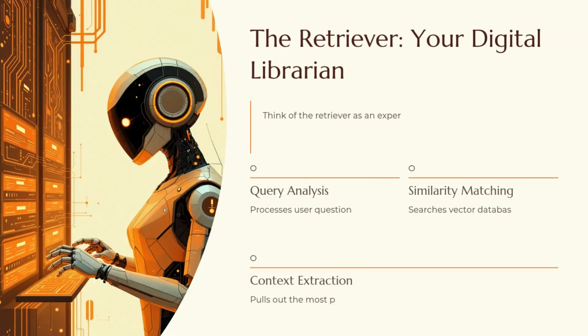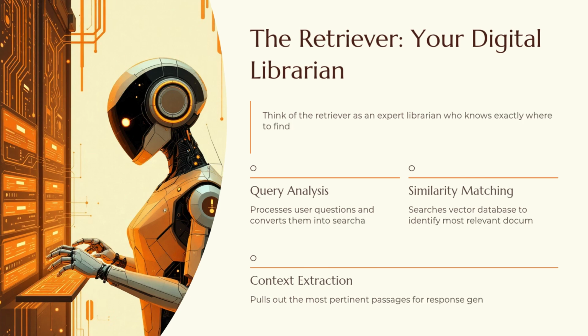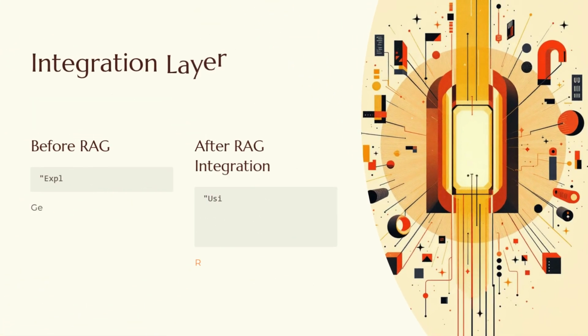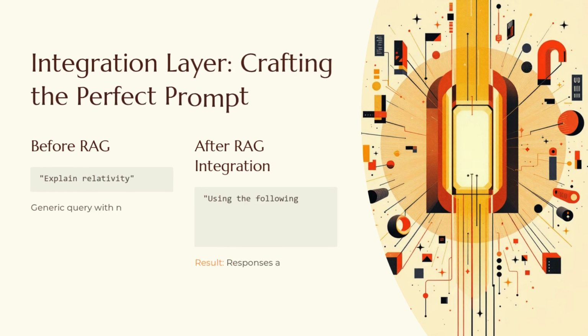The next component on our list is the retriever. The retriever comes into play when a user submits a query. It looks into the vector database and finds the most relevant chunks of information and pulls them out. Think of it as the librarian, who knows exactly where to find the right passages for your question.